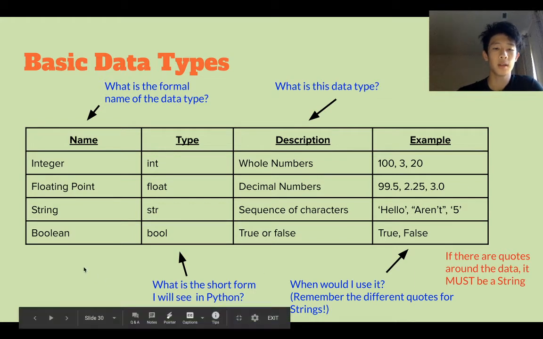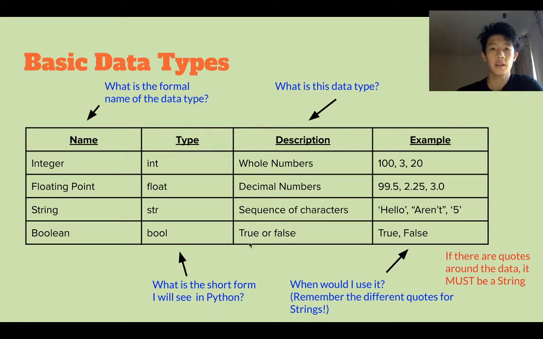So what's a Boolean, or bool for short in Python? It's basically just true and false, so it's a Boolean value. It's a data type, but you can only store two values in it, true or false.